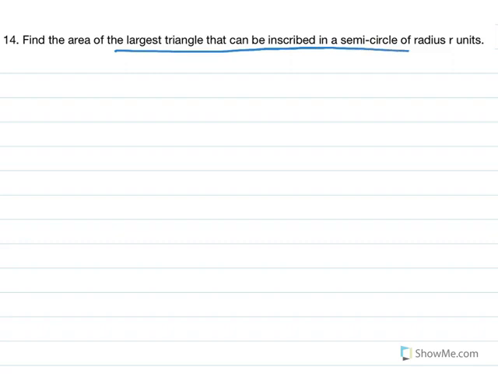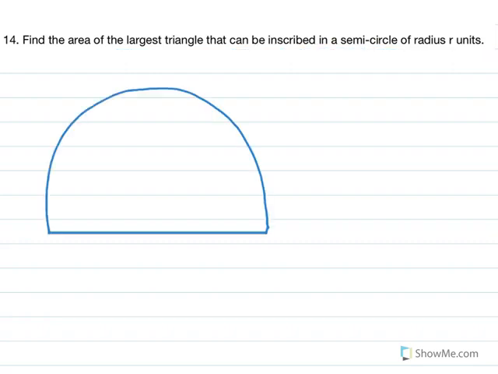Find the area of the largest triangle that can be inscribed in a semicircle of radius r. So this is a semicircle. Now we have to inscribe a triangle in it. We have to draw a triangle in it. So here is the base of the triangle, and this would be the triangle that you can draw in it.